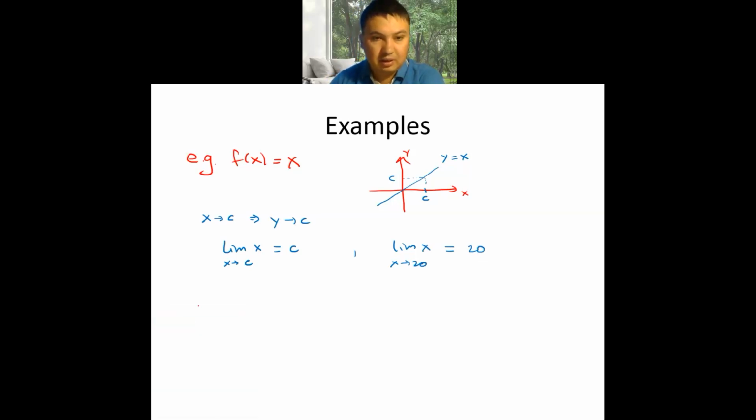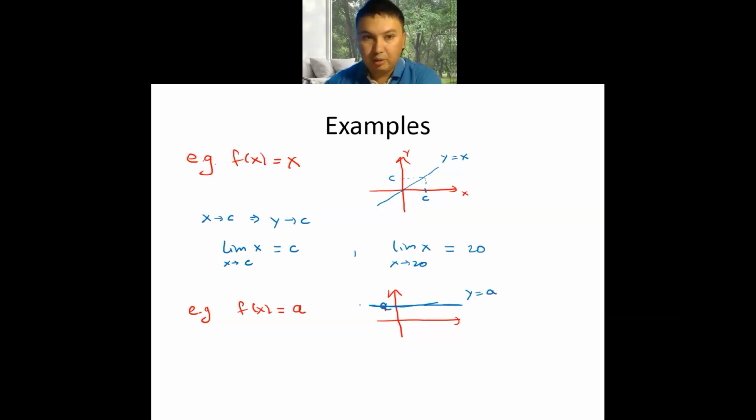Another example is the constant function. Let's say that f of x is some constant, let's call it a. If you want to see it graphically, here's the graph. You have some a here, and the graph is horizontal. It's constant, it's horizontal. So this is y equal to a constant. Here is a.